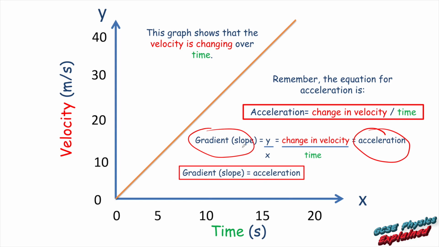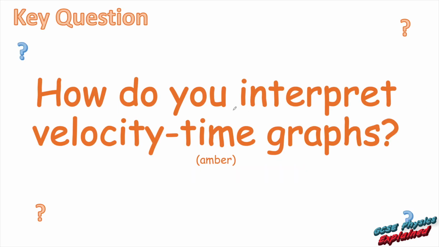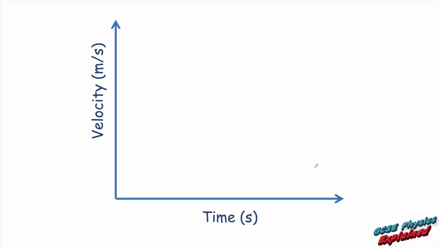Remember, to get the gradient of something you always do the y-axis divided by the x-axis. So in this case the y-axis is the velocity and it's changing, and the time is on the x-axis. So y over x would be change in velocity over time, which is the acceleration. Right, how do you interpret velocity time graphs then?